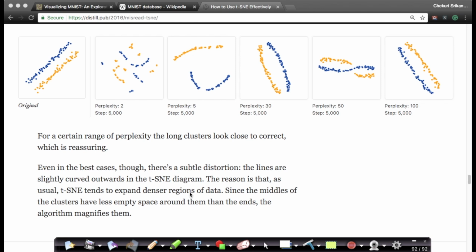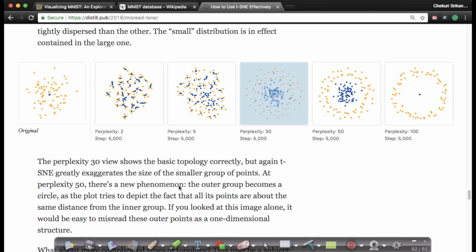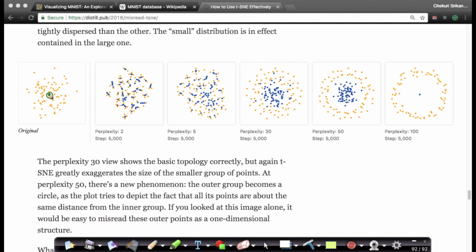Okay, having said that, let's move on now. This is much more exciting. These are called topological shapes. So imagine that I have a bunch of blue points inside my orange points, very, very dense inside my orange points. When perplexity is small anyway, it makes no sense. But as I keep increasing my perplexity, I will start seeing the shape eventually where all my blue points are inside my orange points. But as soon as I increase my perplexity further, I'm losing it.